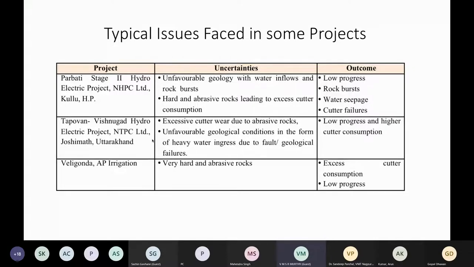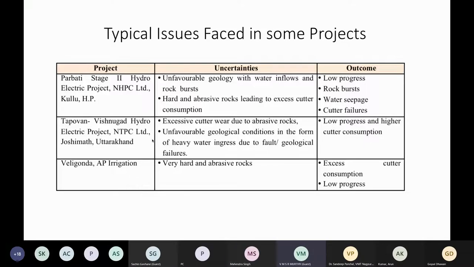So I'll be focusing on the low progress and cutter failures more, because my tests are more oriented towards this. Hard and abrasive rock like quartzite was causing most of the problem in the case of Parvati. If you look at Tapovan Vishnugad also, we have excess cutter wear in abrasive rocks, again leading to low progress at some locations.